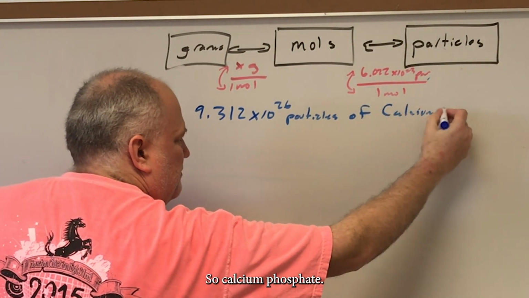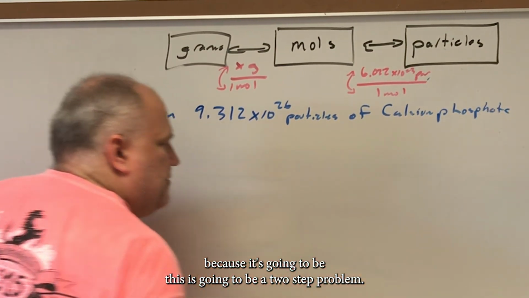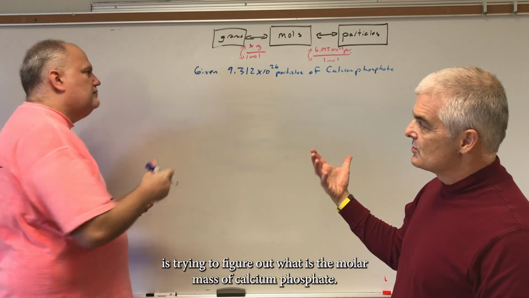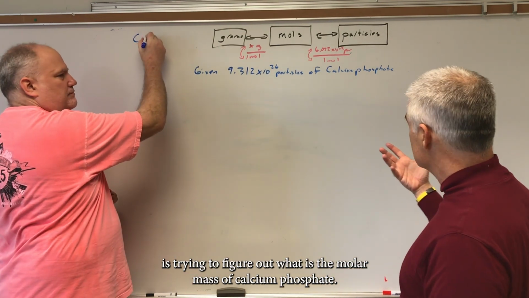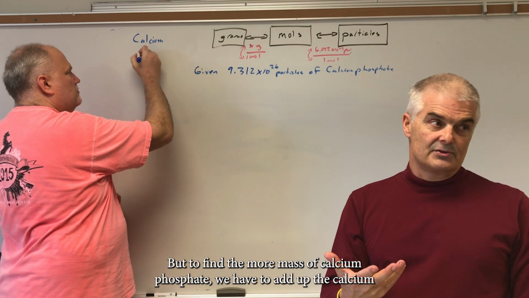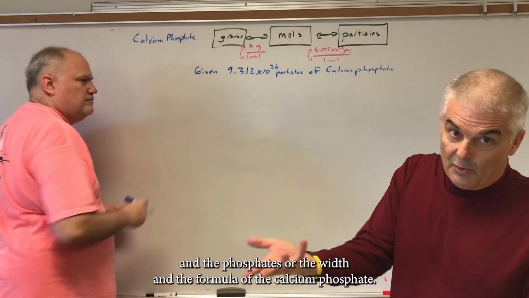So calcium phosphate. One thing I might recommend that you do first, because this is going to be a 2-step problem, like 3 fractions in a row, is try and figure out the molar mass of calcium phosphate. But to find the molar mass, we have to add up the calciums and the phosphates, so we have to find the formula of calcium phosphate.